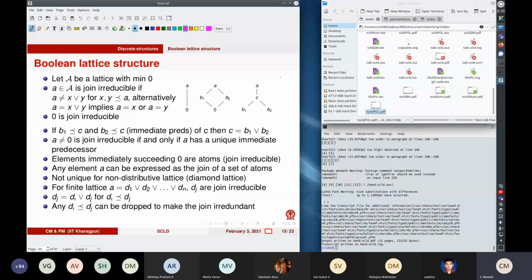So if you put an element which is a predecessor of one of these, then that becomes redundant. Okay. So then such an expression is unique up to permutation, because join is commutative. So any permutation of these elements will have the same value. So it is unique only up to permutation for a distributive lattice.